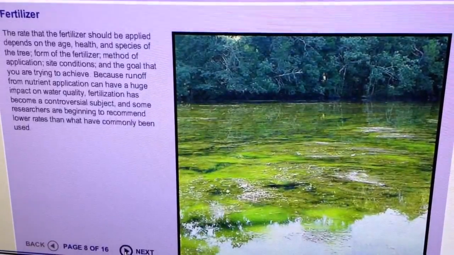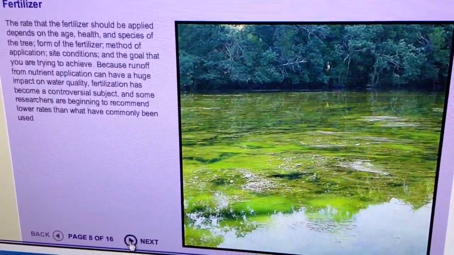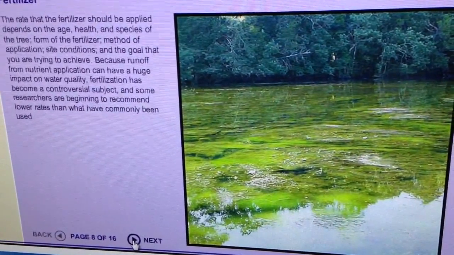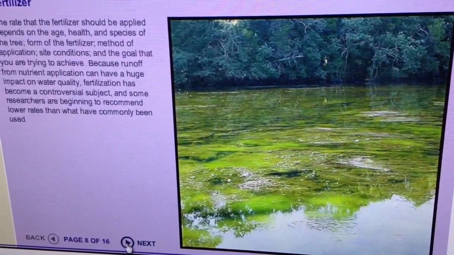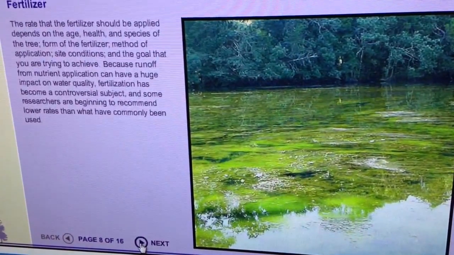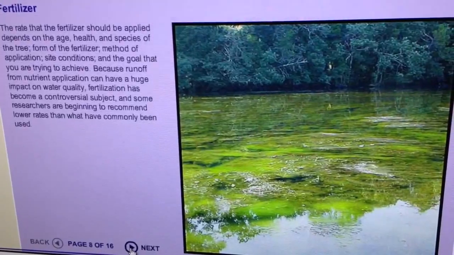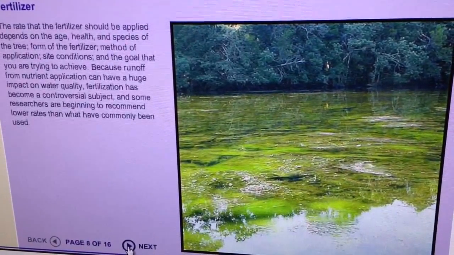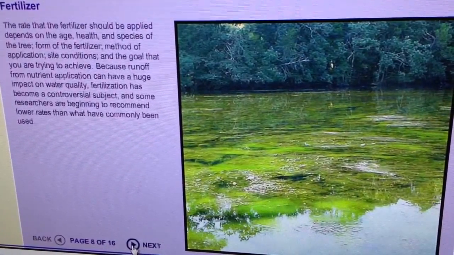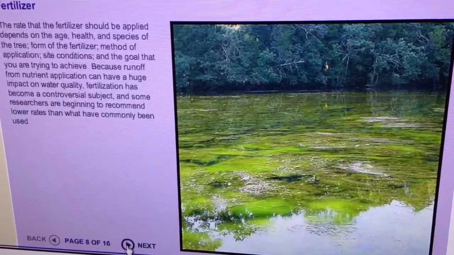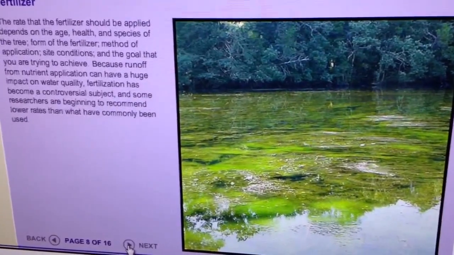The rate that fertilizer should be applied depends on the age, health, and species of the tree, form of the fertilizer, method of application, site conditions, and the goal that you are trying to achieve. Because runoff from nutrient application can have a huge impact on water quality, fertilization has become a controversial subject, and some researchers are beginning to recommend lower rates than what have commonly been used.